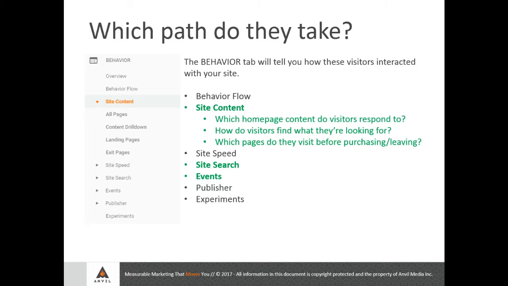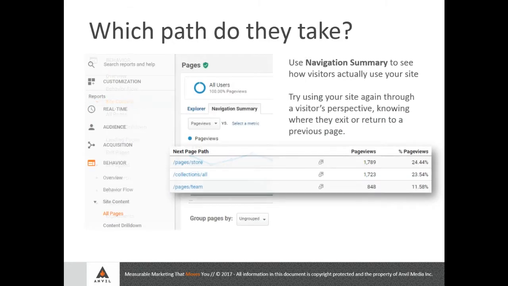Now, site content is where you're going to look to find things like: what homepage content do visitors respond to? How do visitors find what they're looking for? Which pages do they visit before purchasing or leaving? And there's one key report that I really love. It's my favorite thing, and I think it's the most underutilized report in analytics. It's called the navigation summary.